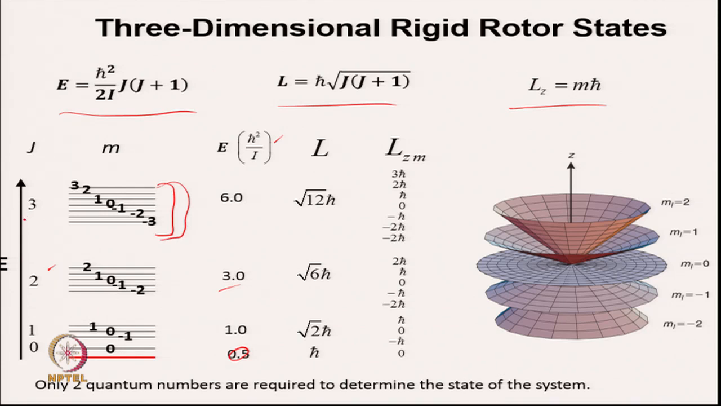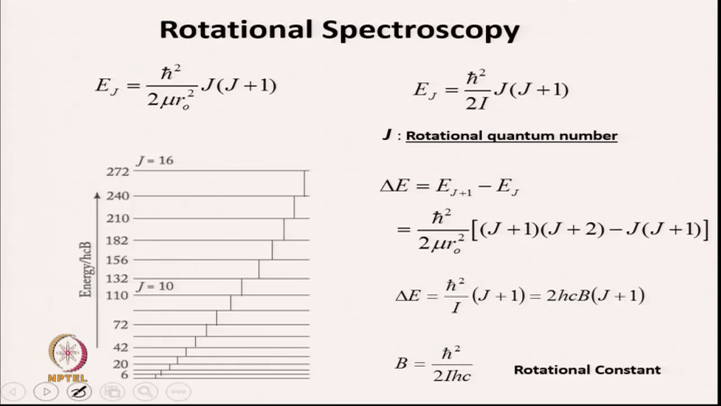So, for j equal to 3, there are 2j plus 1, so 7 levels which are degenerate, but their angular momentum along the z axis will be different. For j equal to 2, you have 2j plus 1, so 5 degenerate energy levels. So, this is about specifics of 3-dimensional rigid rotors.